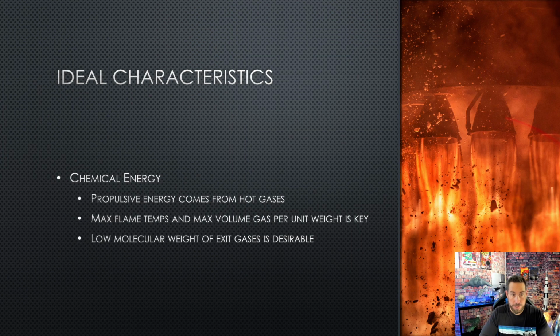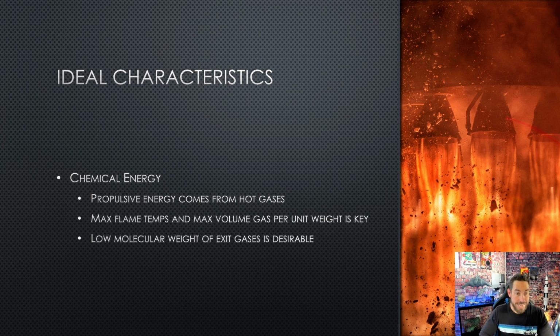The next thing is chemical energy. Your overall propulsive force comes from the hot gases that are being ejected from the rocket engines. And this looks like a Falcon 9, with the engine on the bottom. But the hotter the gas, the more propulsion you're going to have. So getting your maximum flame temperatures and your maximum gas per unit weight is key. The more that you can move out the back end, the hotter it gets, the more propulsion you're going to have, and the better your delta V is going to be.